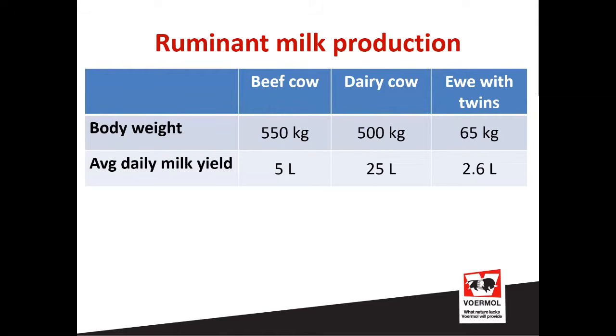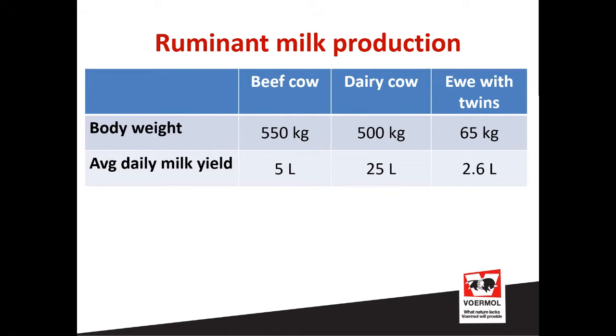I've got their respective body weights and also their average daily milk yield. If you look at the first column there, the beef cow, coming in at about 550 kgs, would yield more or less 5 liters of milk. And a dairy cow coming in at about 500 kgs, the average between a Jersey and a Holstein, would produce more or less 25 liters per day. The ewe at 65 kgs can easily produce up to 2.6 liters a day.